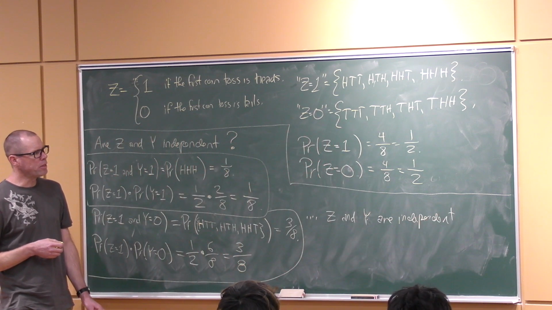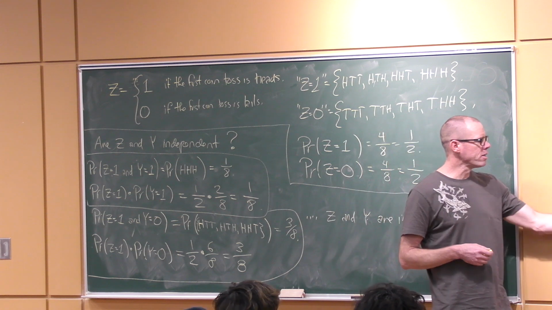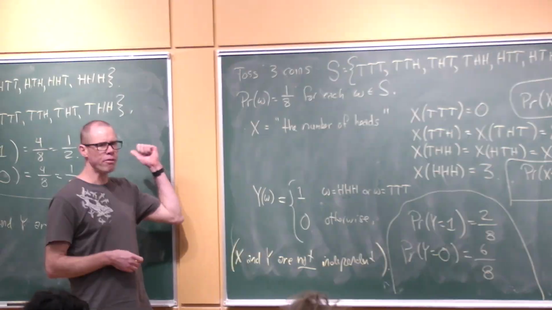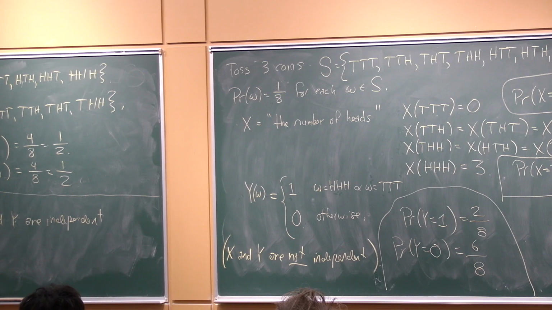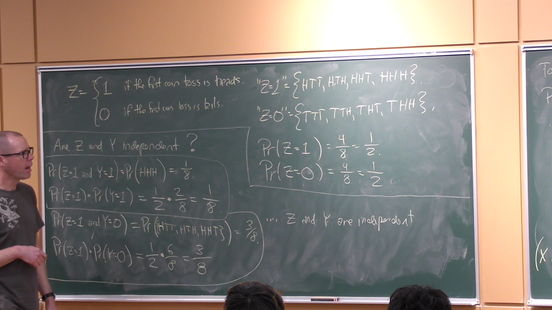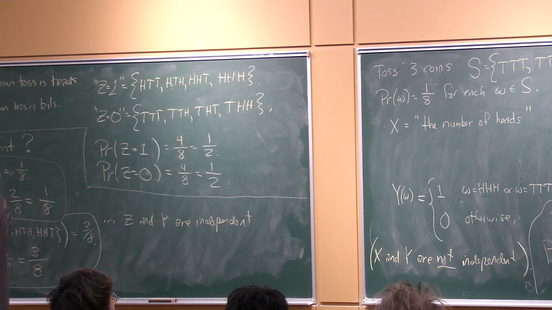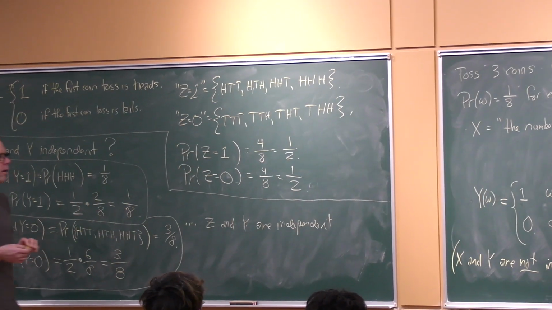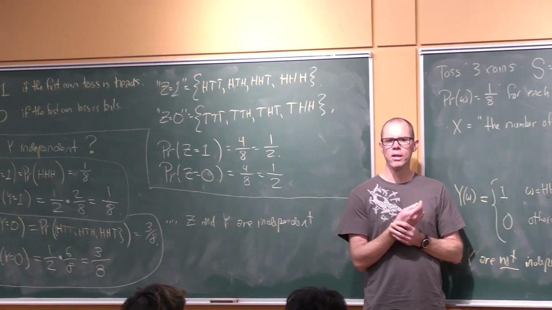That may or may not be a surprise to you, but it's not immediately obvious because y depends on all three of the coin tosses and z depends on the first one, so they have something in common that they depend on. So it wasn't obvious that they were independent, but somehow they are anyway. What do you guys think if we ask about z and x? Are they independent? So z says the first coin toss comes up heads. X is the one that counts the number of heads. So are those two things independent?